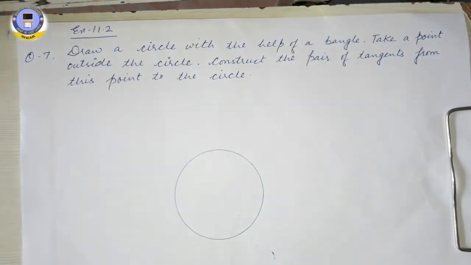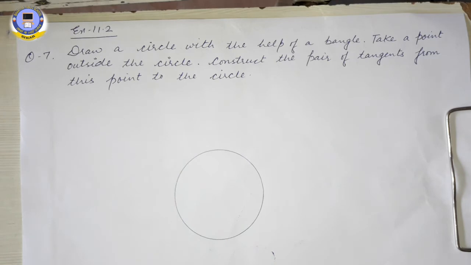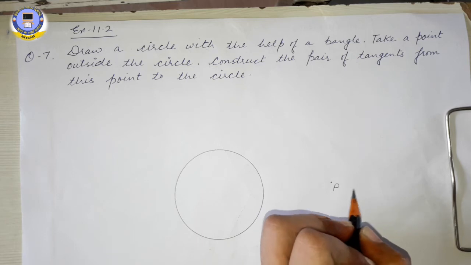Okay. So with the help of a bangle we have drawn a circle. It means its center is not known to us. Now what they are asking is, take a point outside the circle. That means take any point outside the circle. At what distance? It is not mentioned in the question. So we can take any point outside the circle. Suppose I have taken a point P outside the circle.